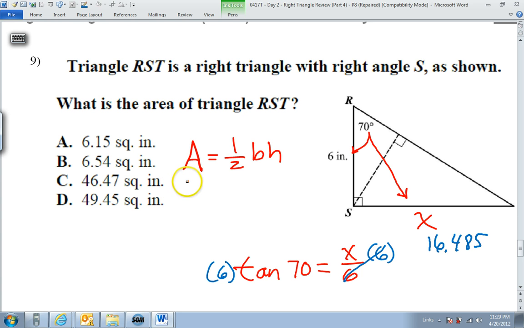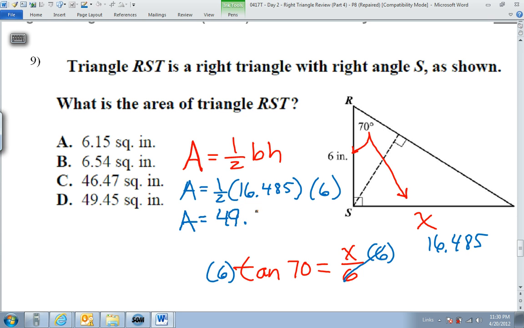So when we go back to do 1/2 base times height, that's going to be 1/2 times 16.485 times height, which is 6. So 1/2 base times height. Just put all that into your calculator. Well, I'm getting 49.455. Okay, now I look over and I see 49.45. Boom! That's my answer.